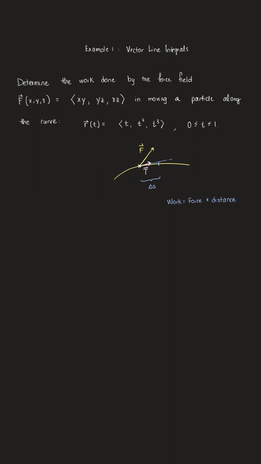Okay, so in this video, we're going to start our first example, and this is actually going to be in the context of work. So we want to determine the work done by the force field given by xy, yz, xz in moving a particle along a curve defined by r of t equals t, t squared, t cubed, from t equals 0 to t equals 1. So let's think about what we're being asked to do here.